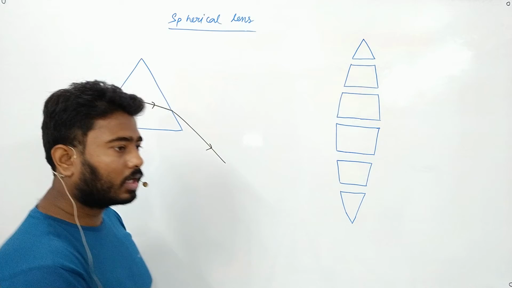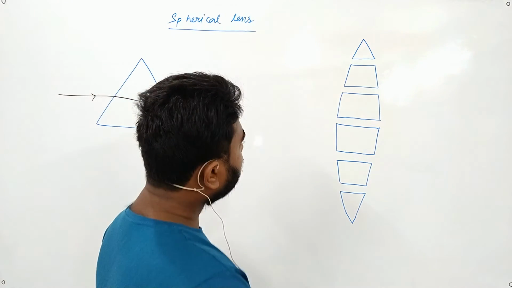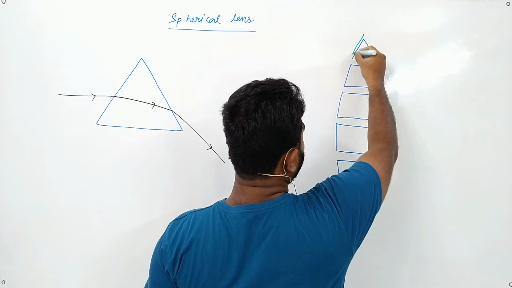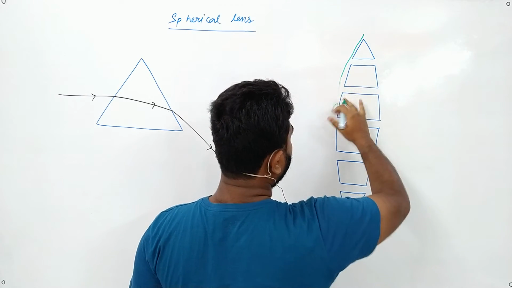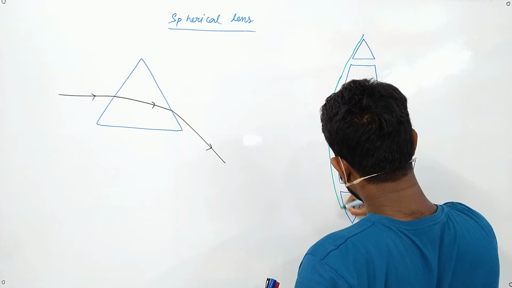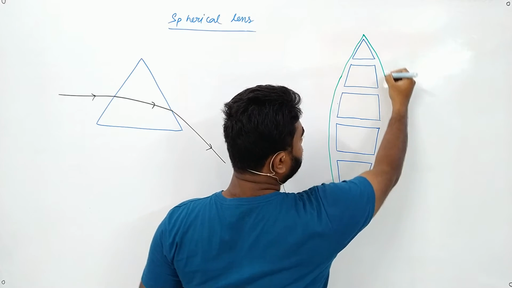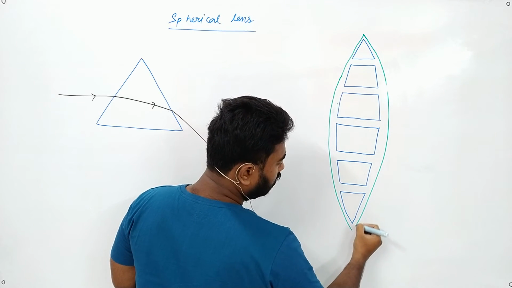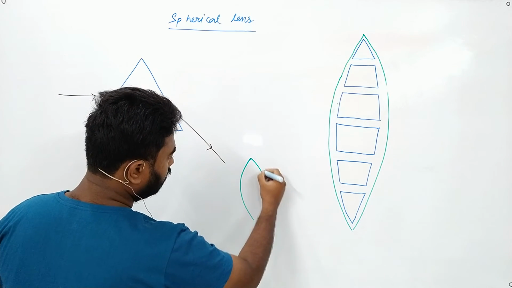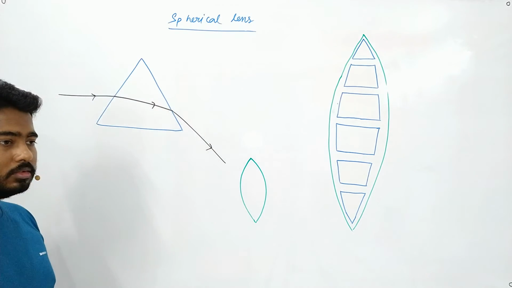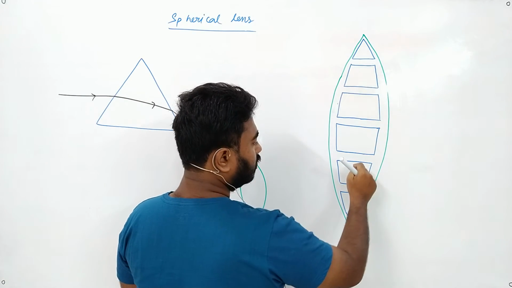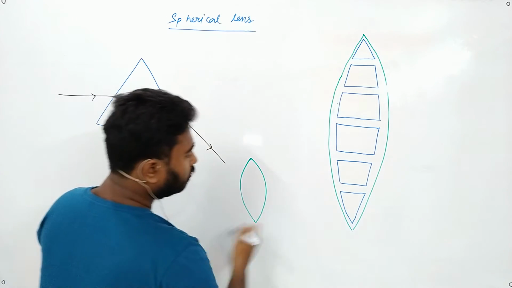So we have made a structure like this. Now if you look at the structure, can you see one thing, that the structure is bulging outward? Can you understand that? Yes, sir. So can I compare this one with a structure like this? Can I compare? Yes. So if these are the glass parts, then I can compare this thing with this one.